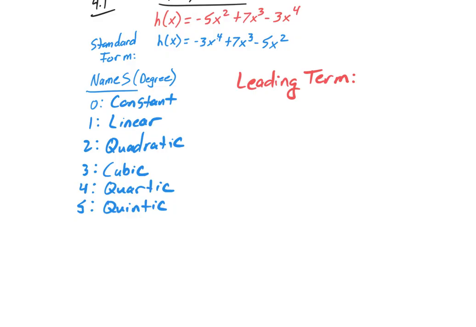This is one of the reasons why we put it in standard form, because if I look at the original one, a lot of people will just look at what's in the beginning and call that the leading term. But as I rearrange it and put it into standard form, the leading term is the term that's at the front of the polynomial. So it has to have the highest degree on it. So the entire term is negative 3x to the 4th.